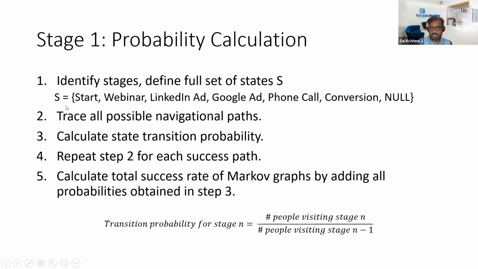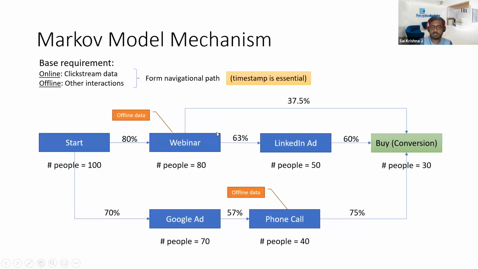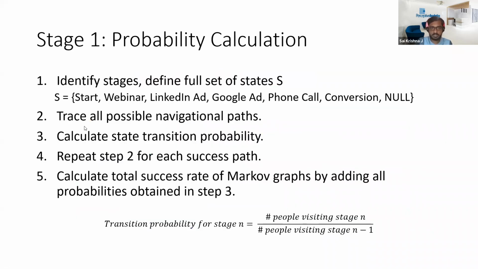And then once you have arrived at this universal set of states, you trace all possible navigational paths, which is to say that you basically draw this map over here, all the user flows. And then you calculate the state transition probabilities for all possible success paths. And then you calculate something called the total success rate of the Markov graph by adding all probabilities obtained in step 3. Now I'll explain how this works. And so this formula for the transition probability is basically nothing but the number of people visiting stage n divided by the number of people visiting stage n minus 1. It is a particular stage divided by the number of people in the immediately preceding stage.